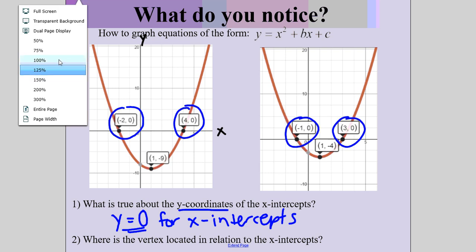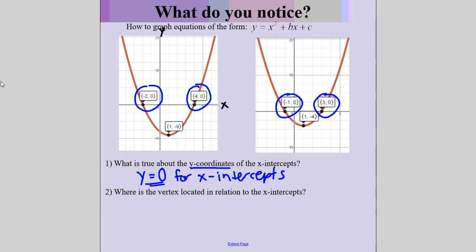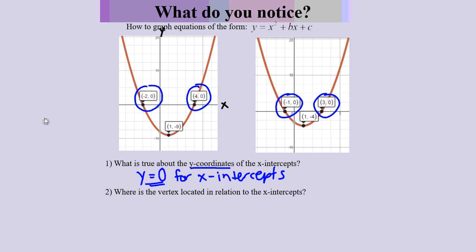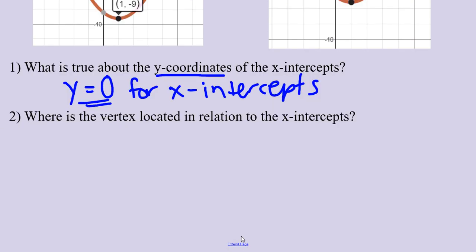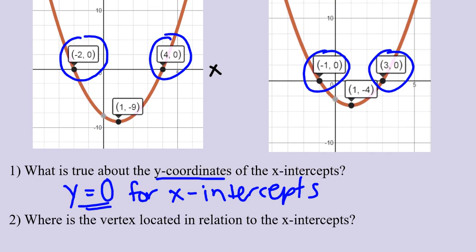The next feature I'd like to point out is, what do you notice about the vertex in relation to where those x-intercepts are located? Well, the vertex is actually right in the middle of it. It's an equal distance to the left and right. So the vertex is halfway between the two x-intercepts. If you know where the x-intercepts are, you can easily get to the vertex because the vertex is right in between. It's right in the middle.